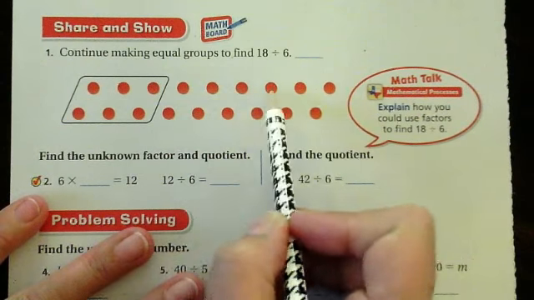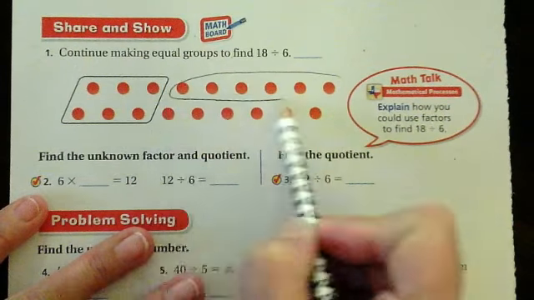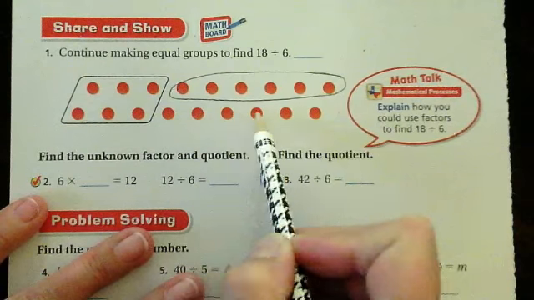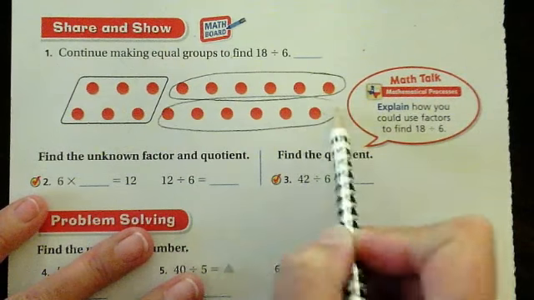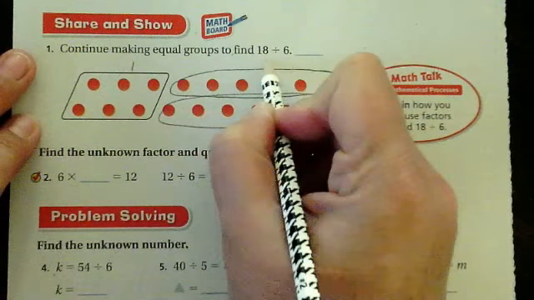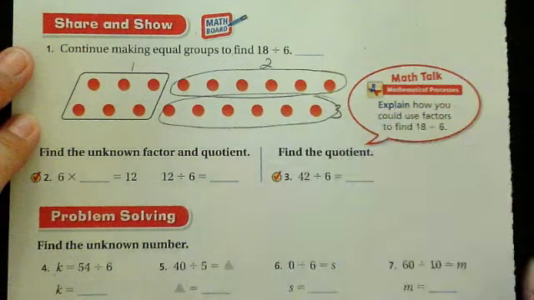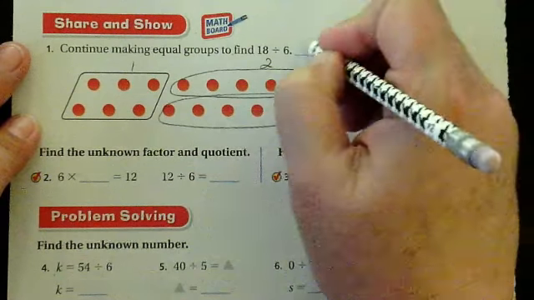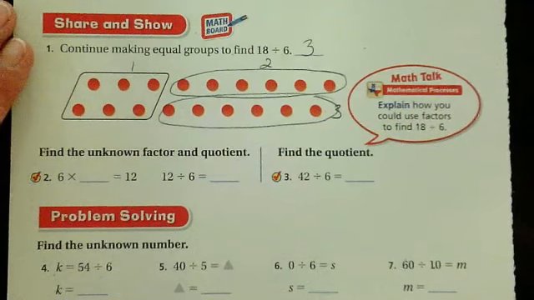1, 2, 3, 4, 5, 6. 1, 2, 3, 4, 5, 6. Okay, so 18 divided by 6 is what? Well, I have 1, 2, 3 groups of 6. So 18 divided by 6 is 3.